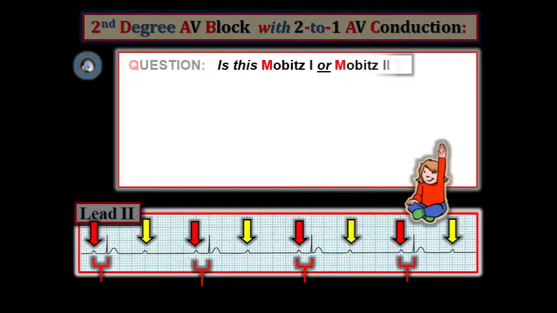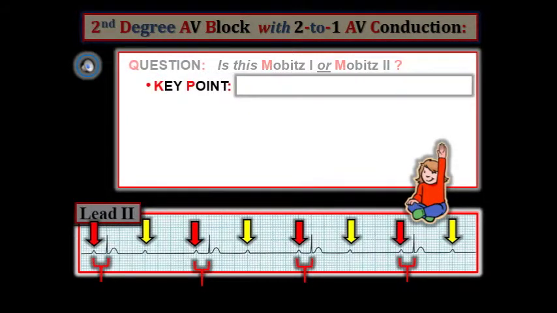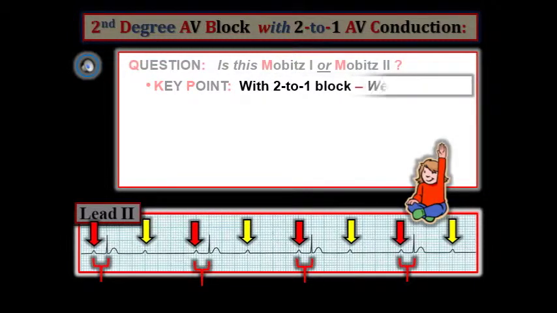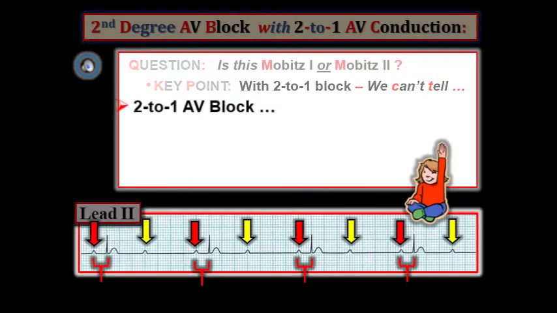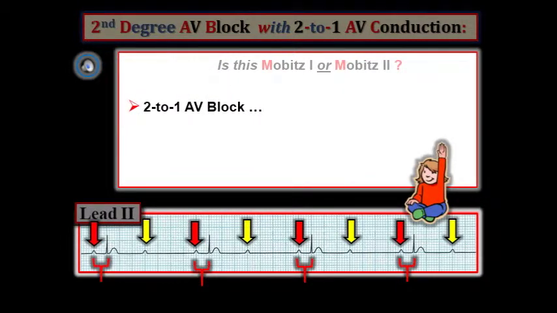Key point. When there is 2-to-1 second-degree AV block, we cannot tell for sure if the rhythm is Mobitz 1 or Mobitz 2 because we never see two conducted beats in a row, which means that we can't tell if the PR interval would increase if given a chance to do so. That said, there are some things we can look at to help us determine which form of second-degree AV block is more likely to be present.